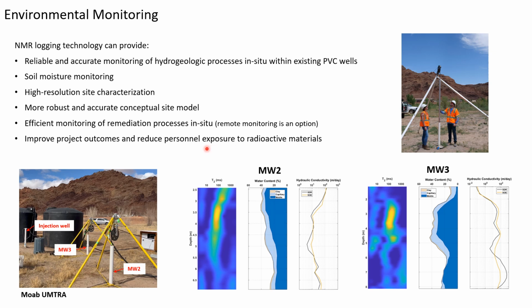So here is just an example of the study that was conducted at Moab UMTRA. This site is a former uranium ore processing facility in Moab, Utah, on the edge of the Colorado River. And here you can see just some logging results from two monitoring wells, MW2 and MW3, which you can see are located in very close distance to each other. However, NMR could provide very different hydrogeological properties within the two wells.